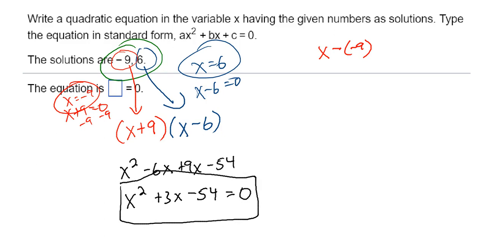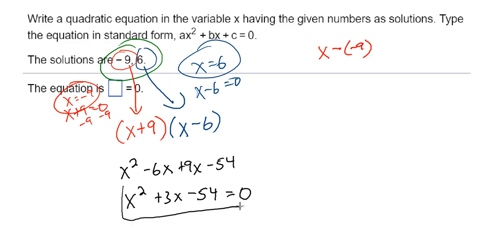This would be the equation that would have as its solutions -9 and positive 6. When you go to type this in the Math Excel, notice it already has the equals 0 on the screen. So when I go to type this in the Math Excel, I'm just going to type in this part into the box because it already has the equals 0 part for me.